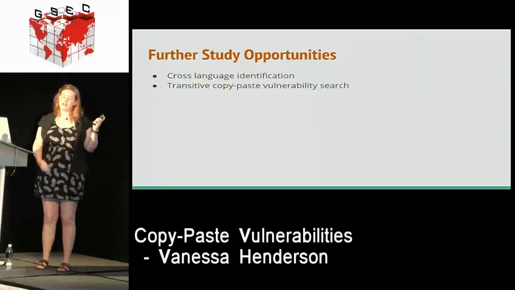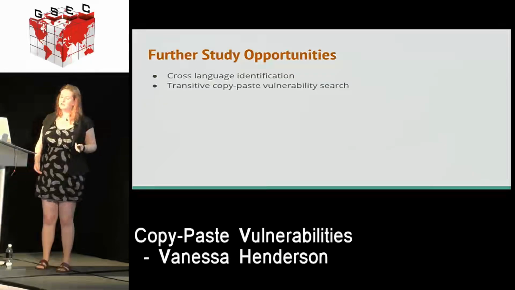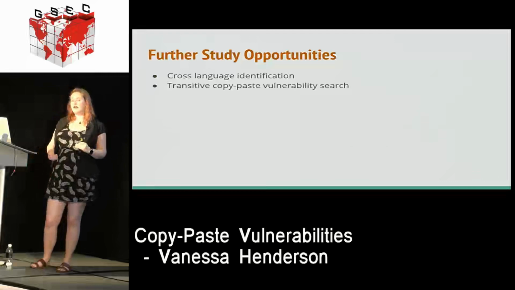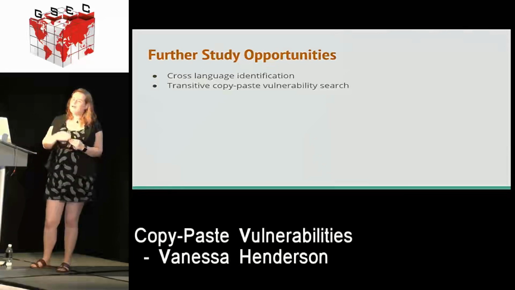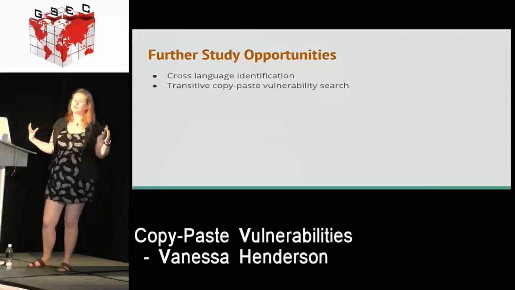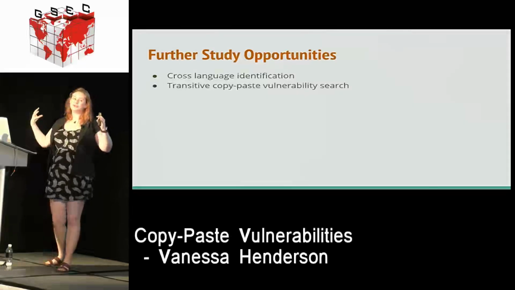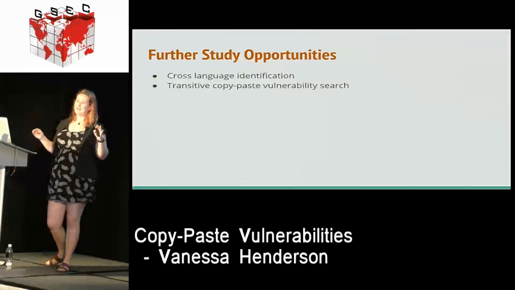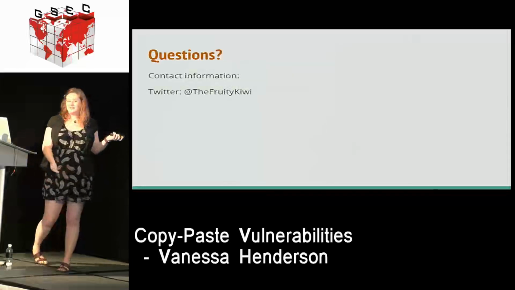The second one is a transitive copy-paste vulnerability search. All of these ones I identified, I only stopped at that point. I didn't go and find the packages which use those packages that I identified as vulnerable. This could be an exponential search, which could return so many more things than any of us could imagine at this point. And lastly, does anyone have any questions?